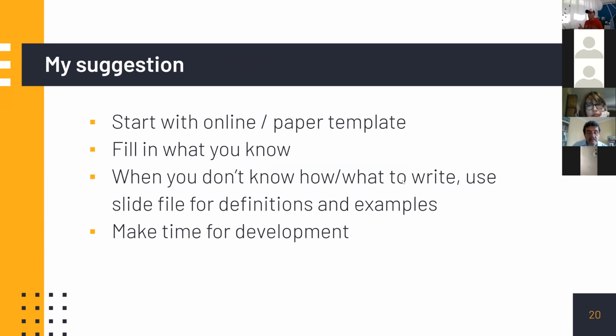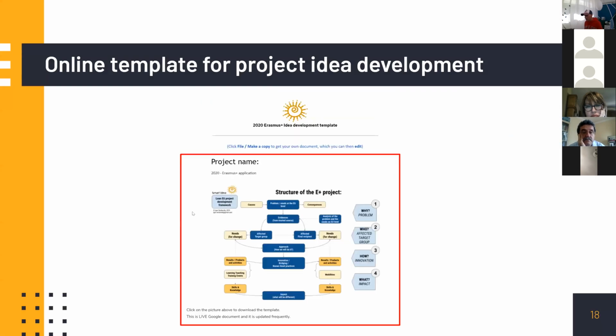So if you're doing that for the first time, what I'm suggesting is that you first start with the online or the paper template. The paper template you will find in this 100 pages PDF or online file. You can go to the online file, and then you first need to make a copy. Here you see on the top, click File, Make a Copy to get your own document. This document is a live Google document, and I'm updating it often. So every time you go here, you will find a different template. And what is very important, it will every time be up to date.